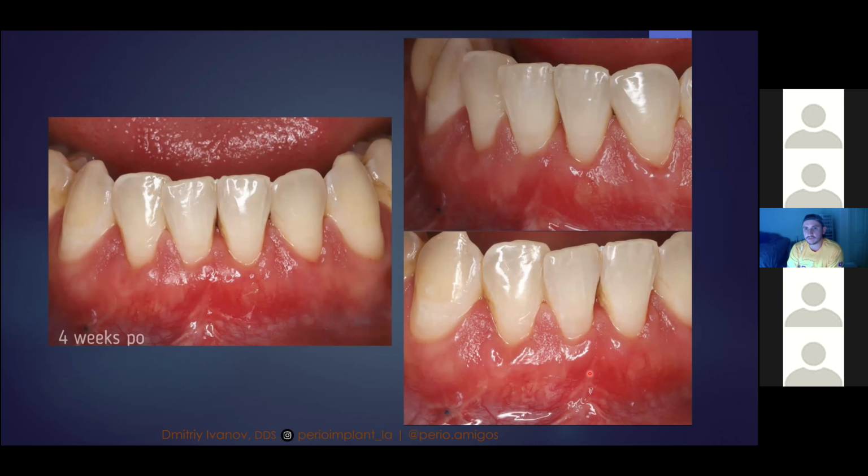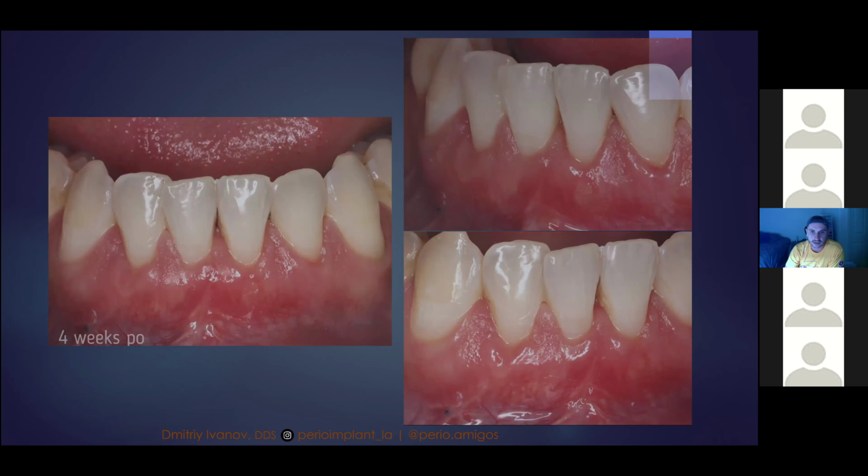And let's forward you 4 weeks. As you can see, beautiful healing. This is the new tissue that's forming and growing. That's keratinized tissue. That's because we left a little bit of graft exposed.